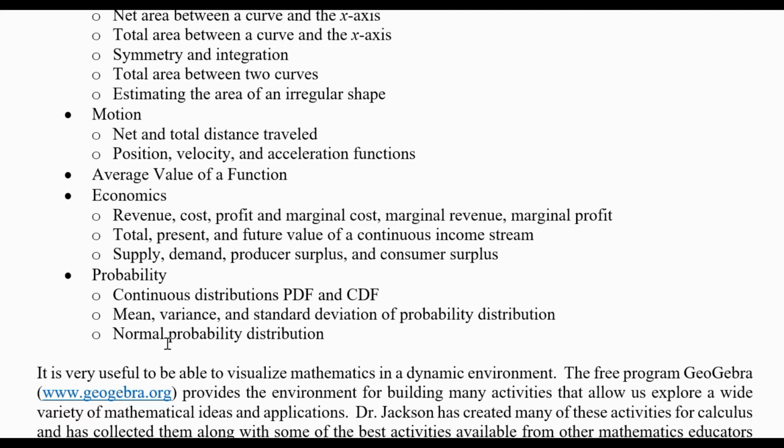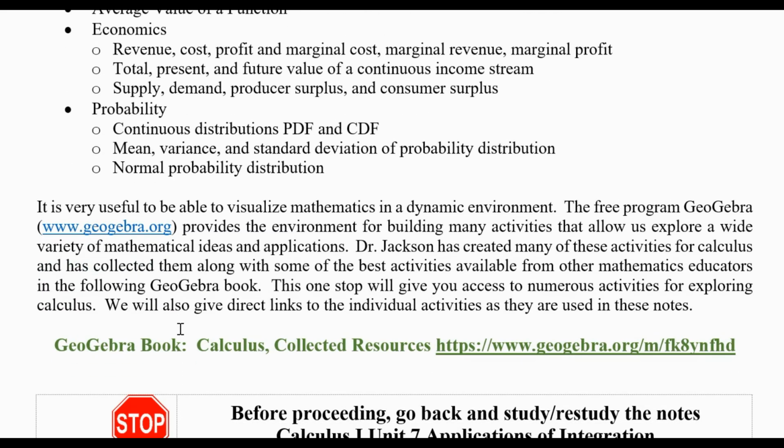Some of the things that we did were finding probability, and then also mean, variance, and standard deviation of a probability distribution. And specifically, we looked a little bit about the normal probability distribution. Okay, so that's kind of what we did back in the Unit 7 notes.